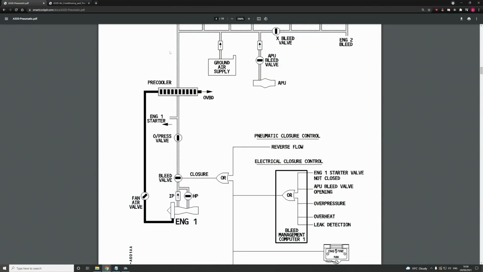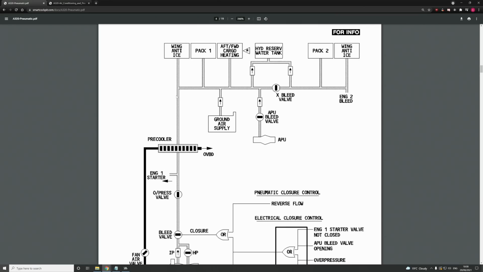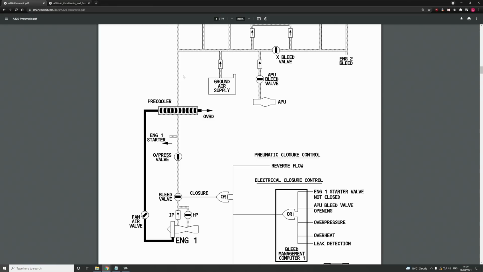So the temperature sensor for this is actually up here. Now we've modeled this. This documentation is a little bit simpler, so it's not really a technical document, but there's a temperature sensor right here, which makes sure that air leaving this pre-cooler area is at 200 degrees Celsius. So this feeds back into the fan air valve, and that controls how it opens and closes, of course, all handled by the bleed management computer.